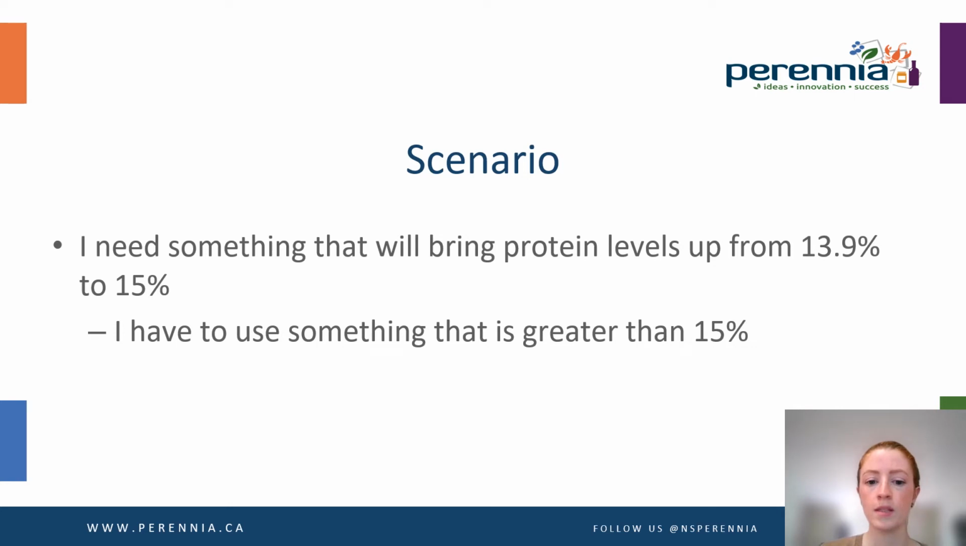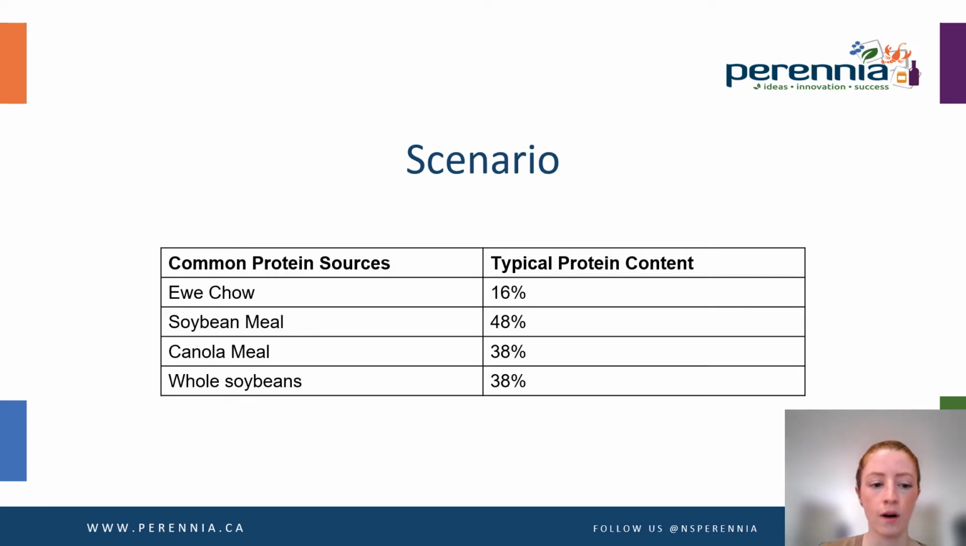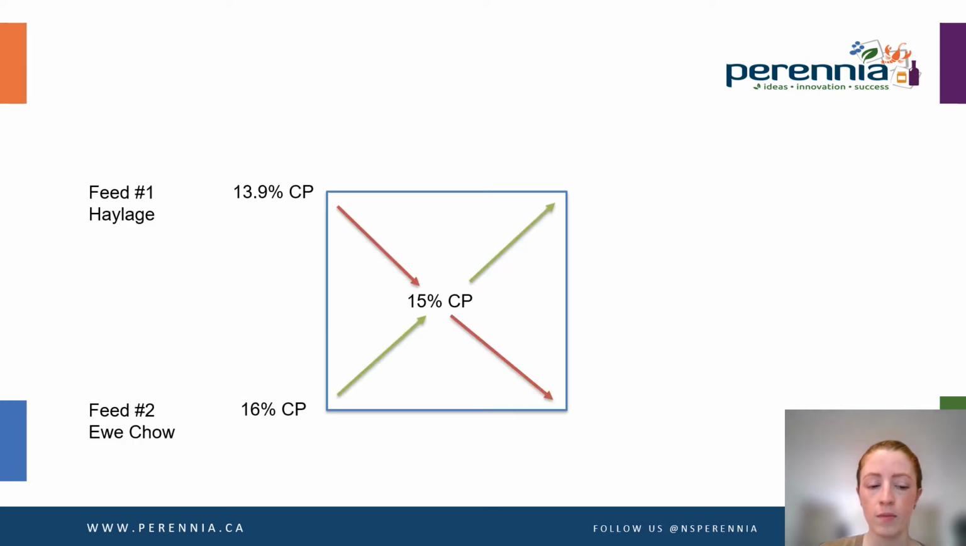So I need something that's going to bring my protein levels in the total diet up from 13.9% up to 15%. And the only way that I can do this is using something that's going to contain more than 15% crude protein, which just makes sense if you think about it. So here are some common protein sources and the typical protein content of them. I'm going to go ahead and choose that ewe chow, so that's 16% crude protein, to try to boost the protein of my second cut haylage.